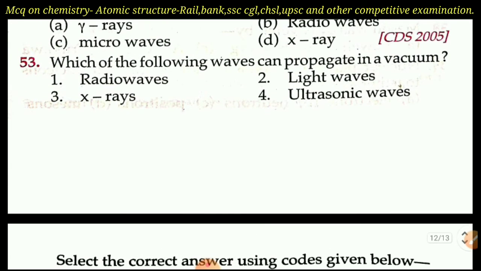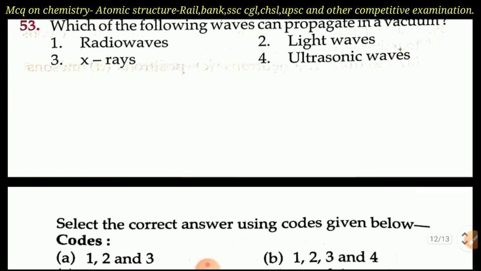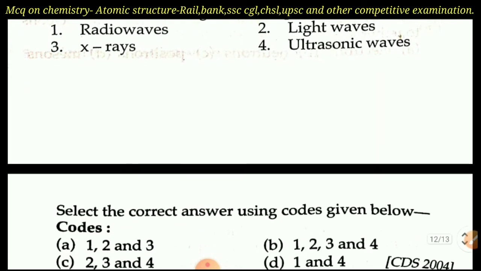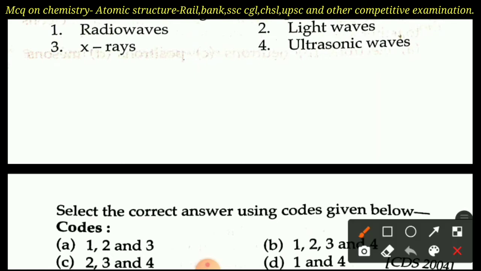Which of the following waves can propagate in vacuum? Among the 4 options, which one is correct? A, 1 2 3; B, 1 2 3 4; C, 2 3 4; D, 1 and 4. The right answer of question 53 is option A, 1 2 3. That means radio waves, light waves and X-rays can travel in vacuum.